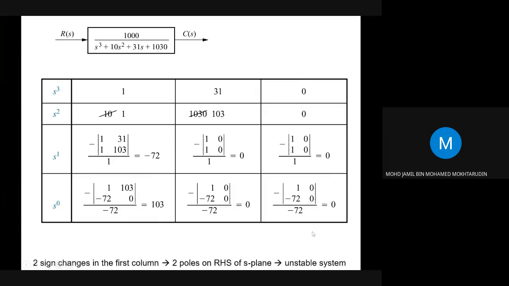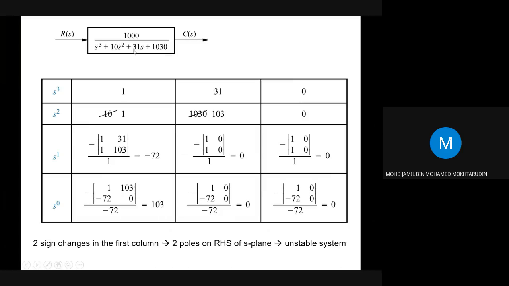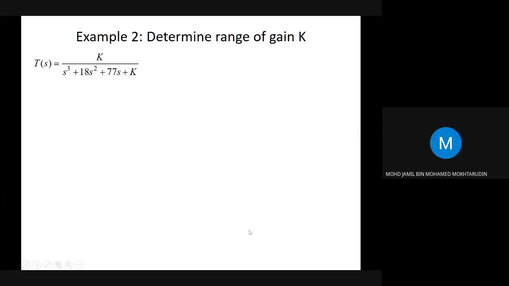So method ni tak payahlah nak kena factorize equation ni guna calculator ke, mungkin susah, okay? So guna Routh Hurwitz table dah boleh dapat dah system stability. Okay, so usually in exam the kind of question related to Routh Hurwitz is to determine the range of K, of a gain K for the system to be stable.